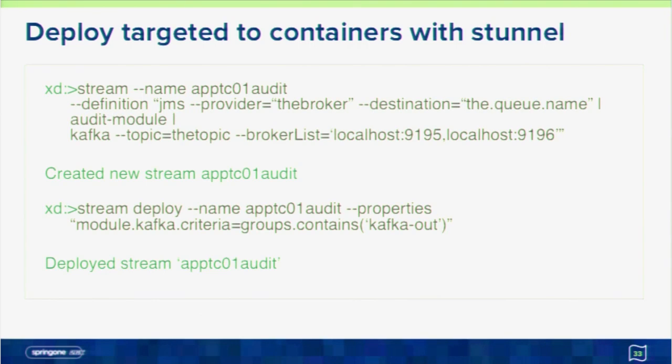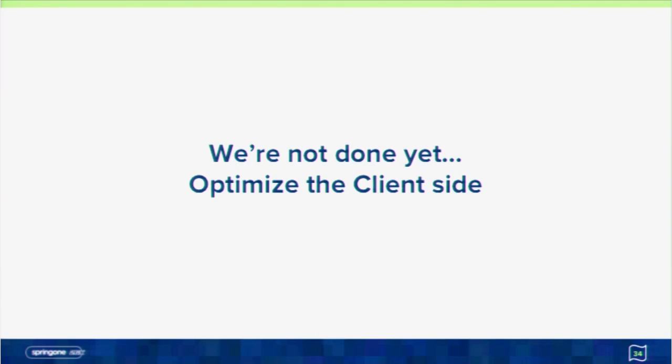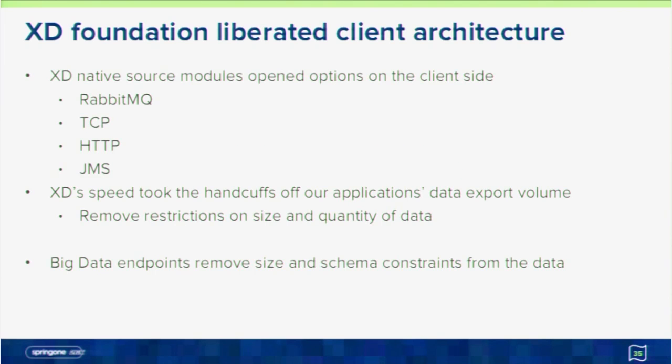Because even in this pattern where we securely get it to Kafka, now on the Kafka topic, it's sitting there, available for anybody. Okay, so we've covered that, but we're not done yet. So now we're going to talk about what we're going to do on the client side. Because we've spent all that effort building out this big, rich, fat pipe on the server side, we now have some opportunities to do some optimizations on the client side.